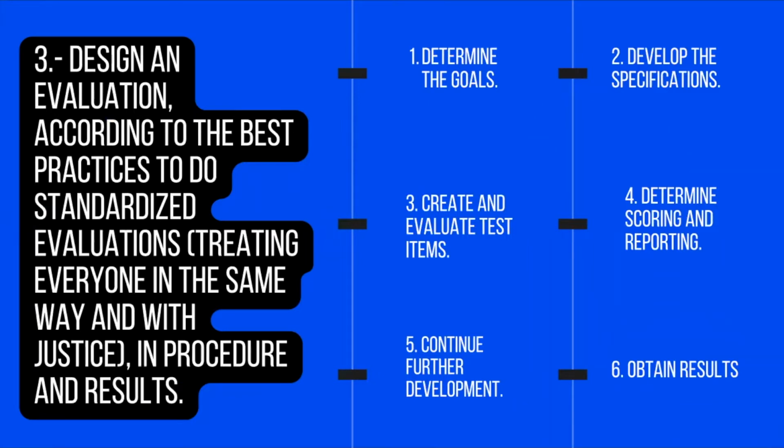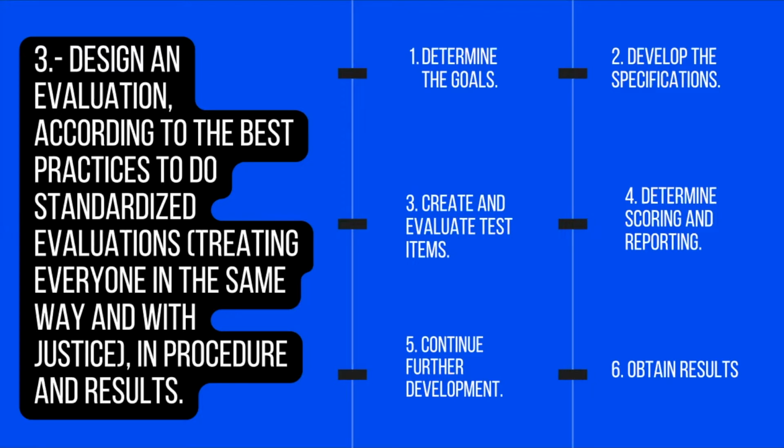So here's the design of the evaluation: to do standardized tests when wanting to evaluate performance in a boss-subordinate situation. First, we have to determine the goals, determine what is wanted. Then you have to develop the specifications so everyone can answer the evaluation you just made. And then you have to create and evaluate the test items. Once you have created every category, the person will do the test and you will evaluate based on their answers. Then you will determine the scoring and do a report.